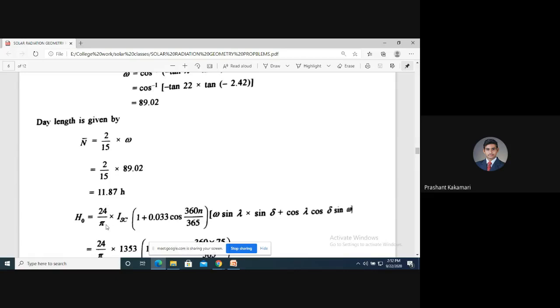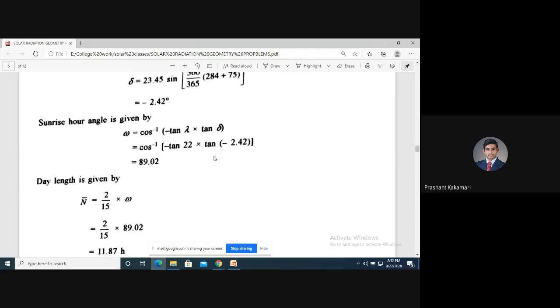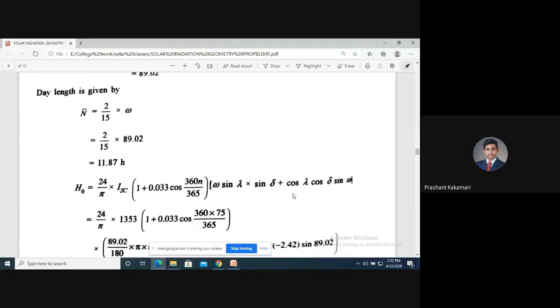Now, you can recall or just imagine this equation and check whether all the values are found out or not. The nth day of the year is found out. Solar constant is a standard value we know. Day length is found out. Sorry, hour angle is found out. Sine of phi, the latitude angle, lambda or phi, is also given in the problem. Delta, yes, we have found out delta, the declination angle, minus 2.42 degree. Phi is also known, delta and hour angle. All values are known to us.